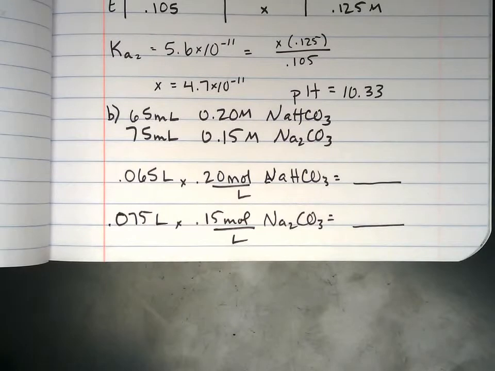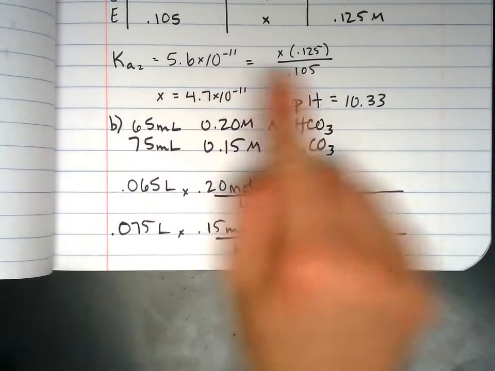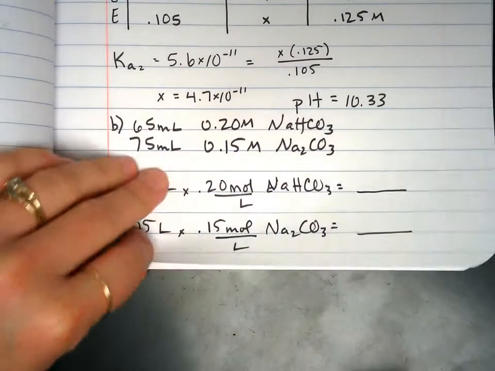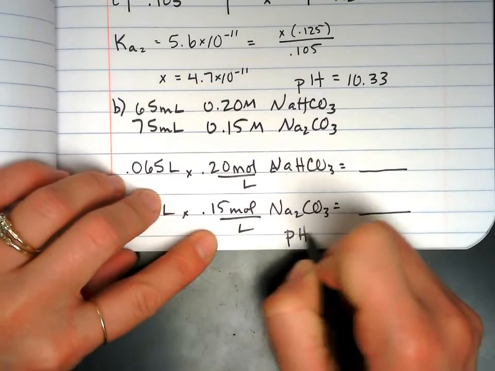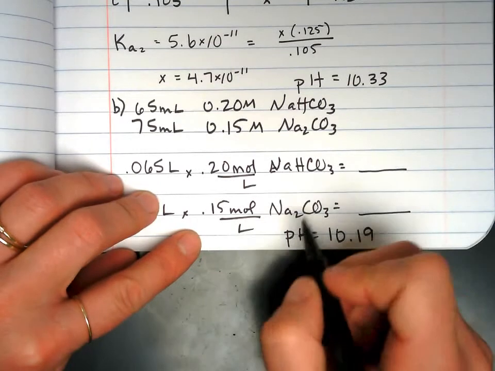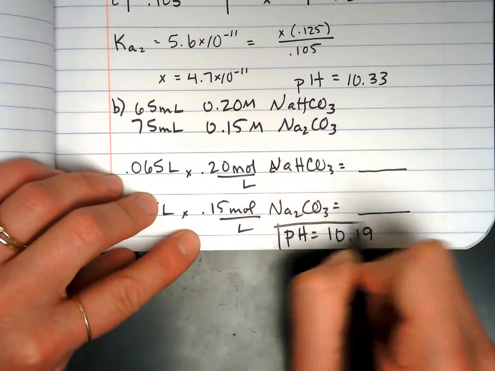Before you rearrange to solve for x in the Ka expression, remember these must be the concentrations, not just straight up moles. So I think you have everything you need to be successful on this problem. The final answer for B is going to be a pH of 10.19. That way you'll know if you plug everything in right.